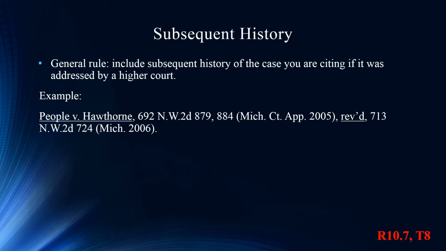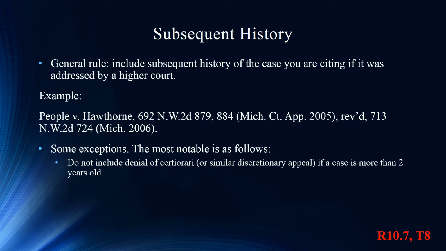Please note there are, however, some exceptions for citing subsequent history. The most notable is as follows. Do not include a denial of certiorari or similar discretionary appeal if a case is more than 2 years old. The exception to that exception is if the denial is a particularly relevant point in your piece.